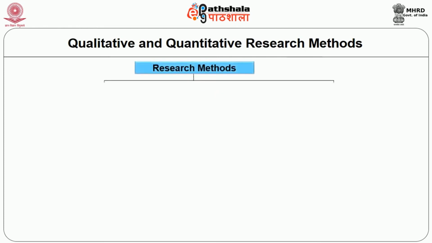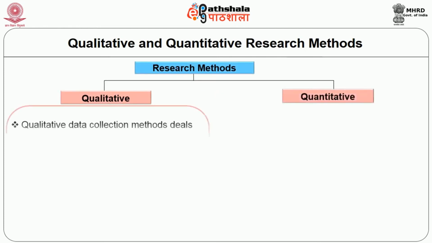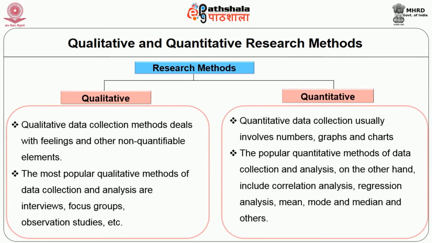We shall now look into the research methods. Research methods may be qualitative and quantitative. The quantitative data collection usually involves numbers, graphs, charts, whereas qualitative data collection method deals with feelings and other non-quantitative elements. The most popular qualitative methods of data collection and analysis are interviews, focus groups, observation studies, and so on. Popular quantitative methods of data collection or analysis, on the other hand, include correlation analysis, regression analysis, mean, median, mode, and others.